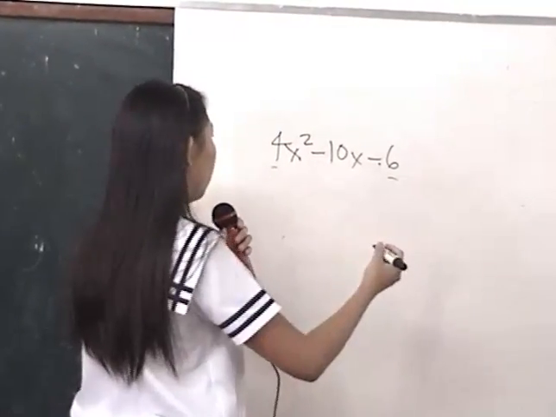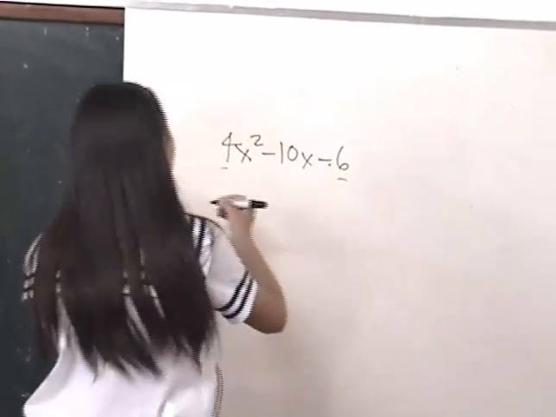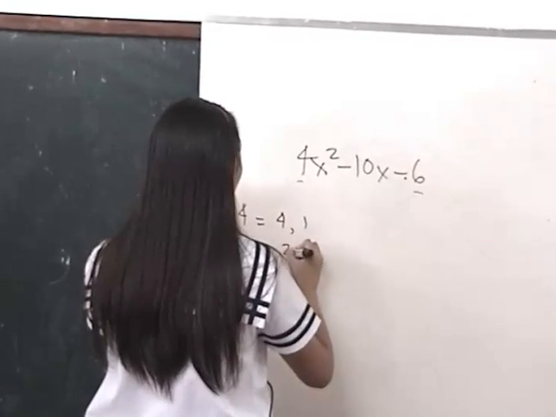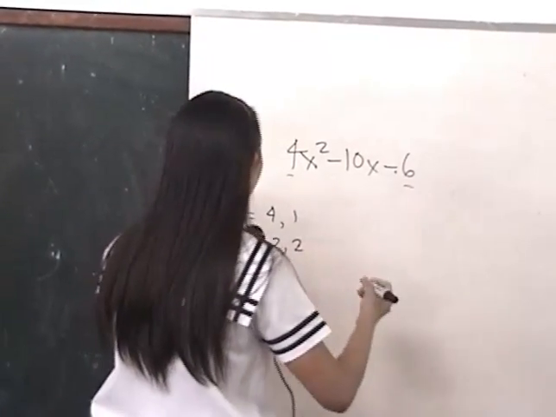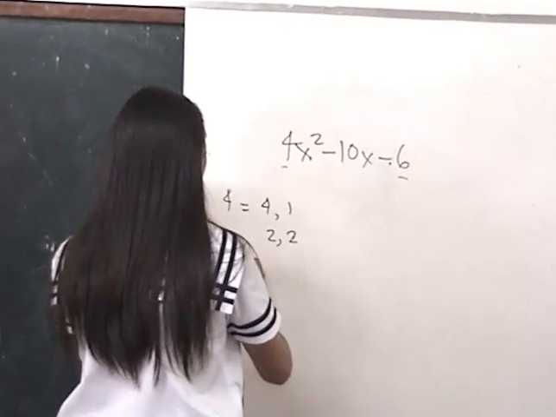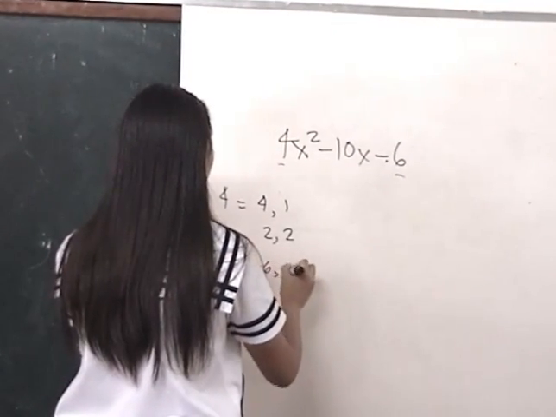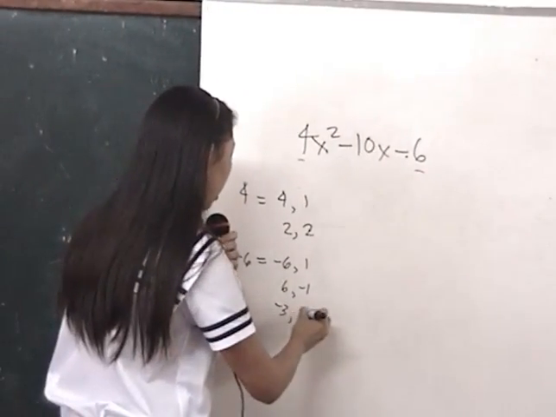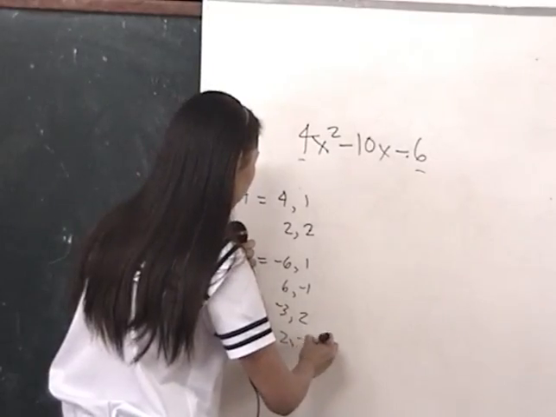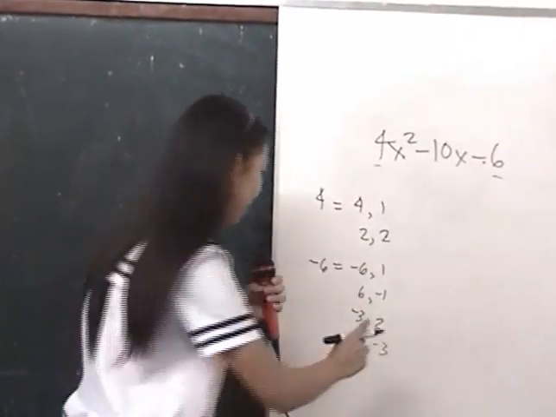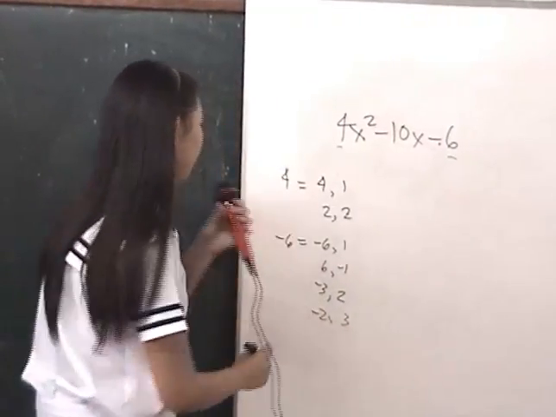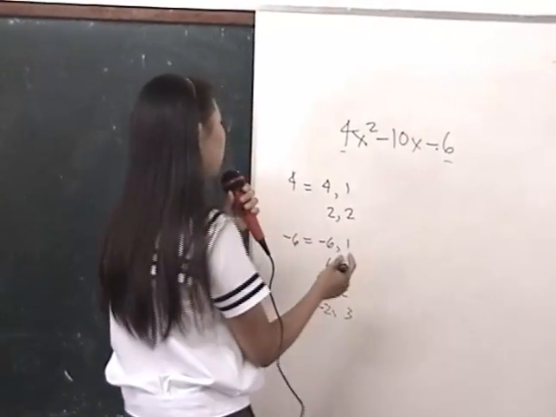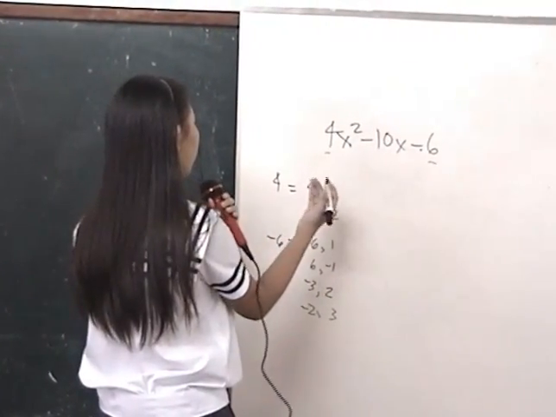The possible factors of 4 are 4 and 1, 2 and 2. Then the possible factors of negative 6 are negative 6 and 1, 6 and negative 1, negative 3 and 2, and 2 and negative 3, negative 2 and 3. Then we can now use cross product. First, using the cross product, get a factor of 4 and a factor of 6.